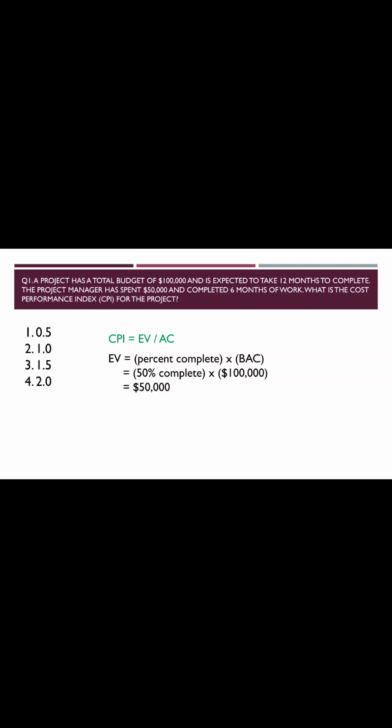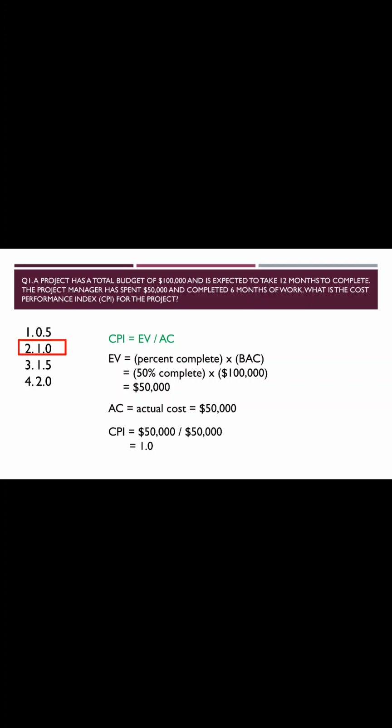So we will calculate the earned value here. Earned value is percent complete multiplied by budget at completion. So it's 50% complete multiplied by 1 lakh. So the earned value is $50,000. Therefore, now we can calculate the cost performance index. So the actual cost is given as 50,000. So 50,000 divided by 50,000, it's 1. So CPI is 1. It means that the project is on budget. So in this case, our answer is option number 2.